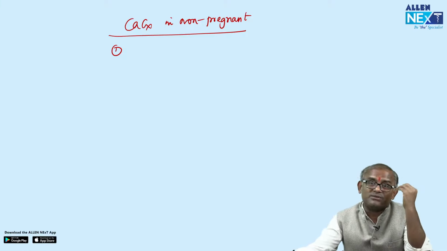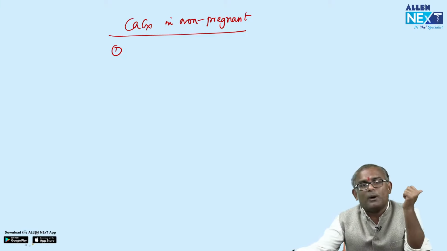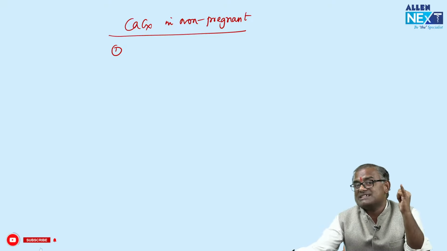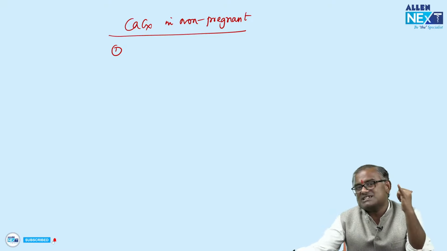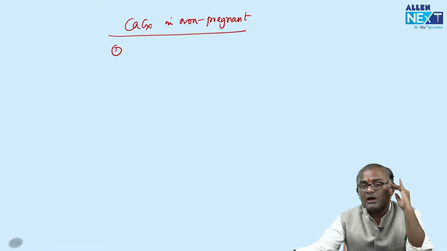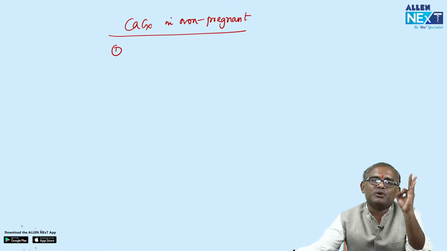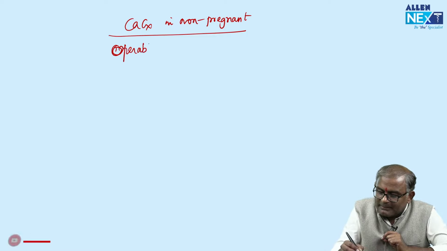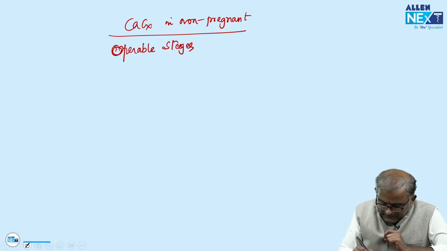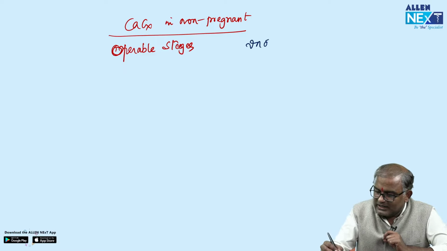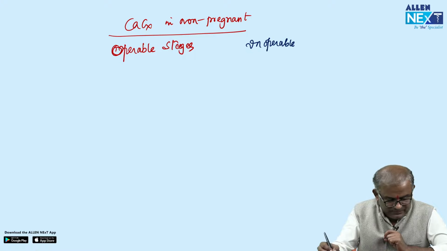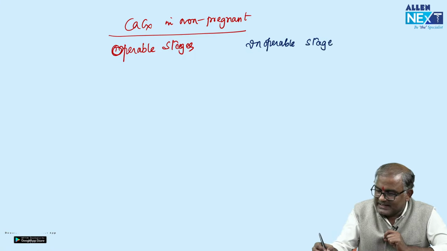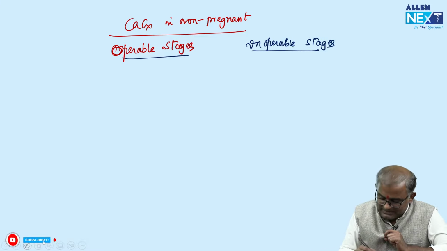But till what stage can we operate? Till stage 2A1 we can operate. And any stage with tumor size more than or equal to 4 centimeters, what are the stages with tumor size more than or equal to 4 centimeters? 1B3 and 2A2, definitely chemoradiation, no surgery. Means final take home message: what are all the operable stages and what are all the inoperable stages?